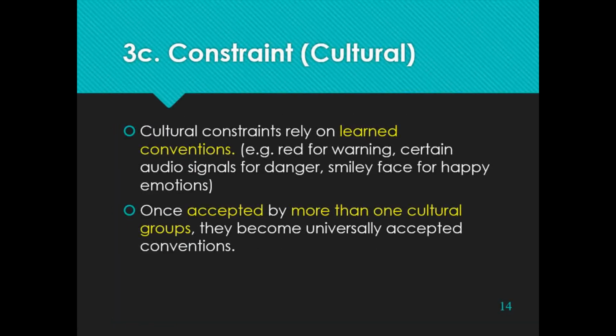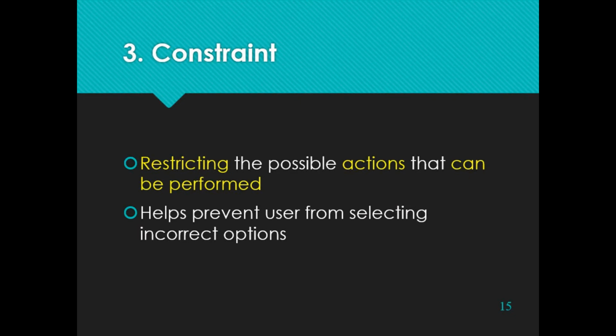Cultural constraint. Cultural constraints rely on learned convention. For example, red for warning, certain audio for danger, smiley face for happy emotion. Once accepted by more than one culture, it becomes a universal convention. Restricting the possible actions that can be performed helps prevent the user from selecting an incorrect option. So those are the constraint attributes.